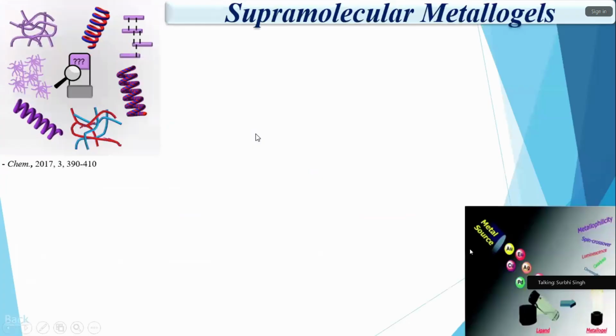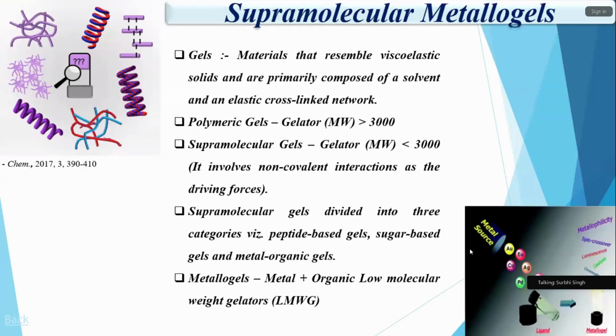What are metallogels? As we know, gels are materials that resemble viscoelastic solids and are primarily composed of solvent and an elastic cross-linked network. When the molecular weight of the gelator is greater than 3000, it is known as a polymeric gel. When it is less than 3000, it is known as a supramolecular gel. And these supramolecular gels involve non-covalent interactions as driving forces. So supramolecular gels can be divided into peptide-based gels, sugar-based gels, and metal organic gels. Metal organic gels consist of organic low molecular weight gelators and metal counterparts.